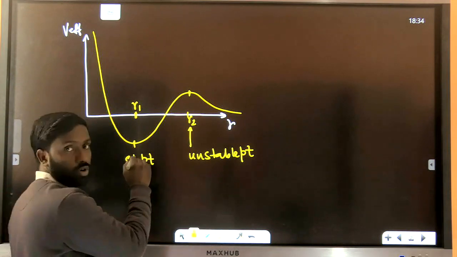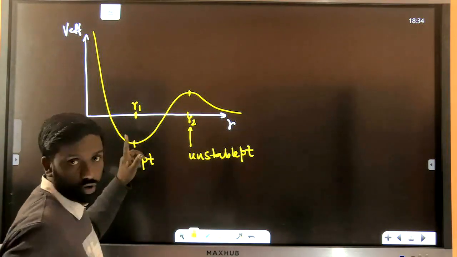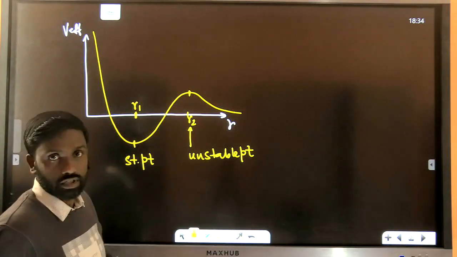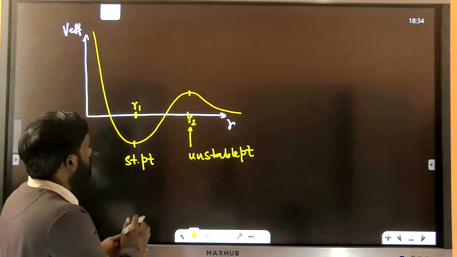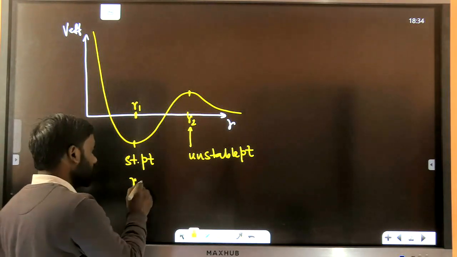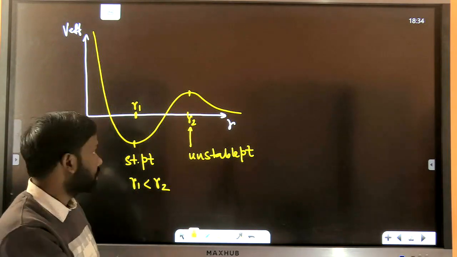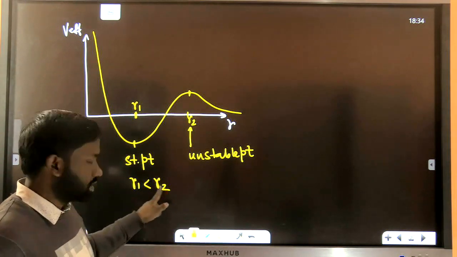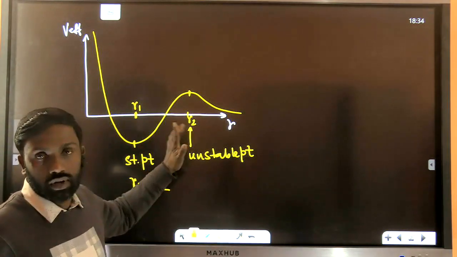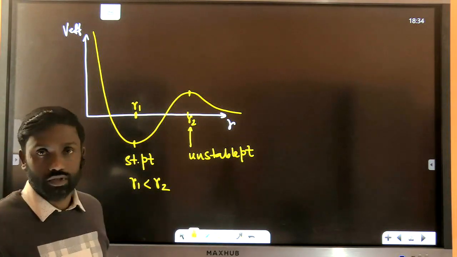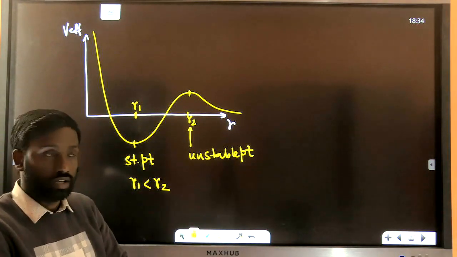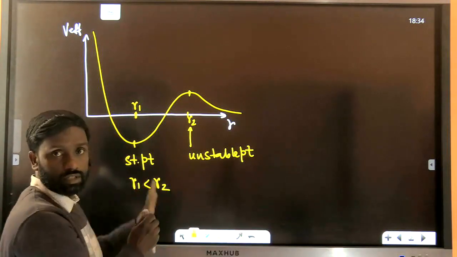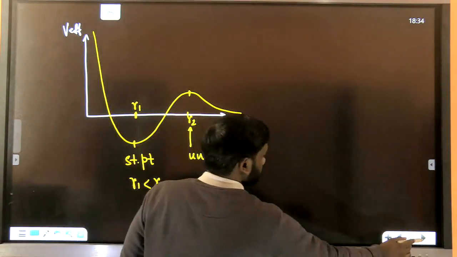These actually correspond to circular orbits. The particle will be moving in a circular orbit of radius r1 and radius r2, which will be called the stable circular orbit and the unstable circular orbit. And you can see here r1 is at a smaller value, so obviously r1 is less than r2. So this was one option given, and we can tick it. It was perhaps an MSQ question, so this option is correct, and there is one stable point and one unstable point. So maybe 3 options will be correct here. All right, so that's the simplest solution of this question.